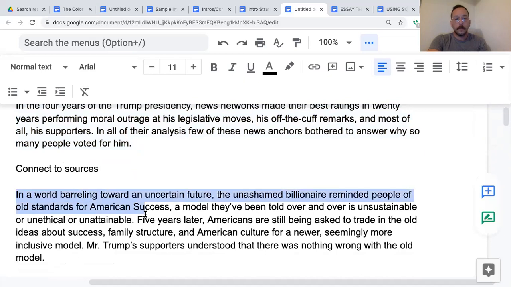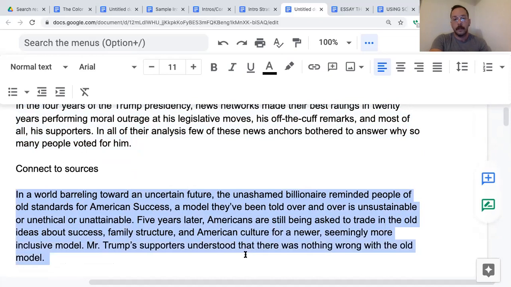In a world barreling toward an uncertain future, the unashamed billionaire reminded people of old standards for American success, a model they've been told over and over is unsustainable or unethical or unattainable. 5 years later, Americans are still being asked to trade in the old ideas about success, family structure, and American culture for a newer, seemingly more inclusive model. Mr. Trump's supporters understood that there was nothing wrong with the old model.